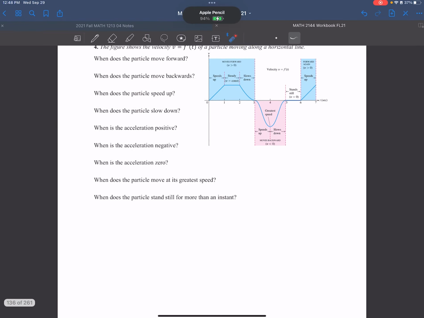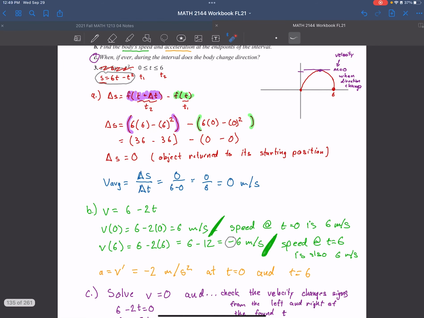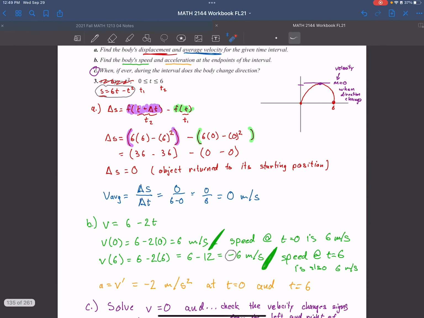So let me pose this to the class. Velocity is the derivative of what? Position. Okay, let me pose this. The second derivative of position is the acceleration. The third derivative of position is the jerk. The second derivative of velocity is jerk. The first derivative of acceleration is the jerk.